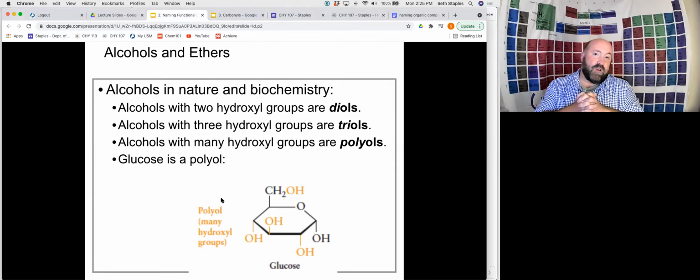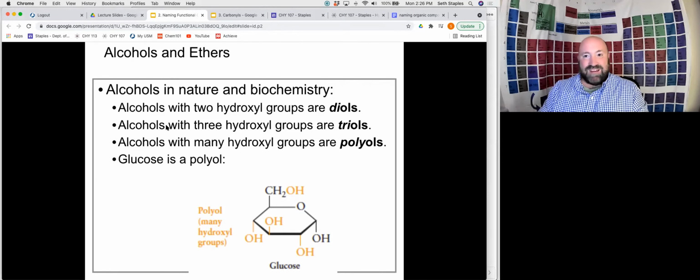Alcohols are found all through nature and biochemistry. Alcohols that have 2 hydroxyl groups are called diols. 3 hydroxyl groups are called triols. And with lots of different hydroxyl groups, we would call those polyols. The simple sugar glucose is a polyol, with lots of different hydroxyl groups hanging off a glucose molecule. And so glucose is considered an alcohol because of that.